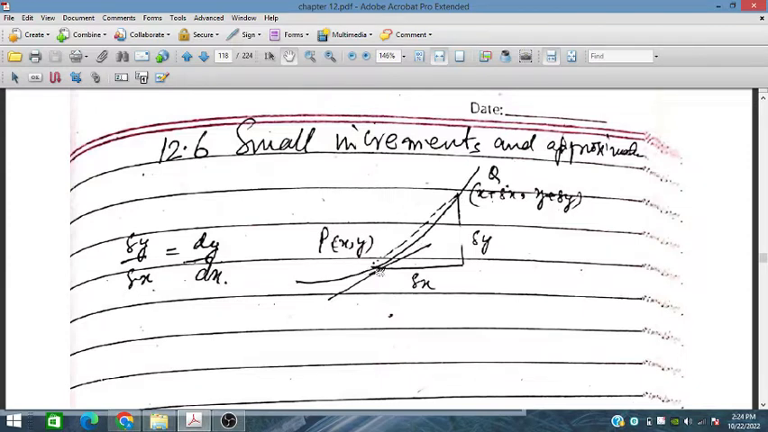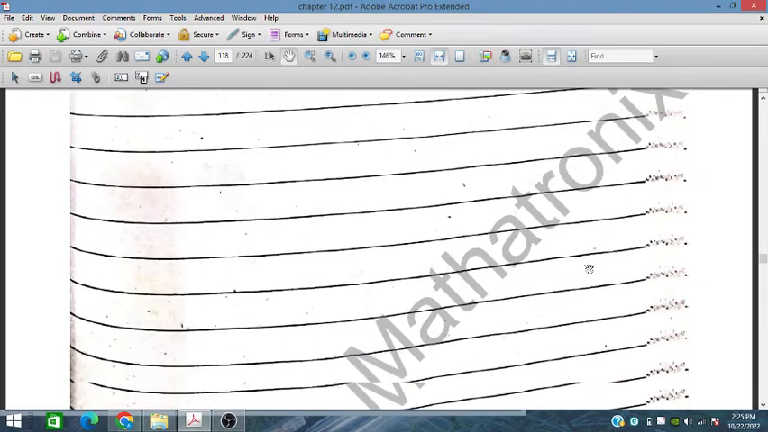So if some values have an incremental change in one direction, then it has some impact on the other parameters. Suppose that this is x and y, and a small incremental change in x is delta x, and similarly the incremental change in y is delta y. So we will move from this point P to point Q with this small value. We will cover this kind of problems in exercise 12.6.